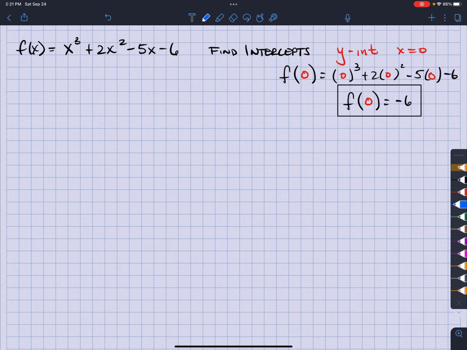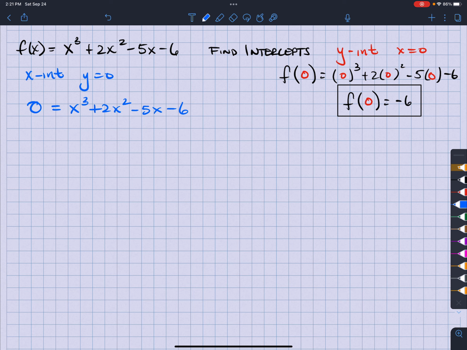However, when we need to find the x-intercept, we know that y is equal to 0. So I have to do 0 is equal to x to the third plus 2x squared minus 5x minus 6. Typically what I would have you do is find all the possible zeros and then start plugging them in with the remainder theorem and see what comes out to be 0. And then from there, you can do long division, all right?